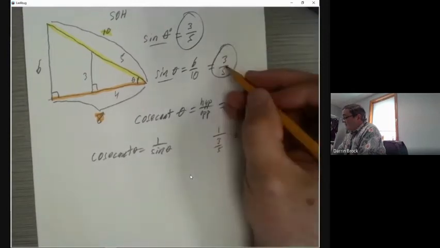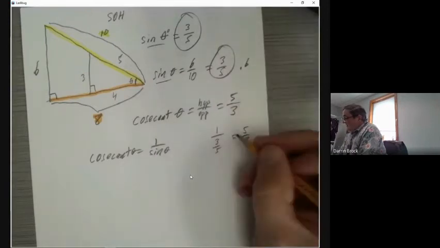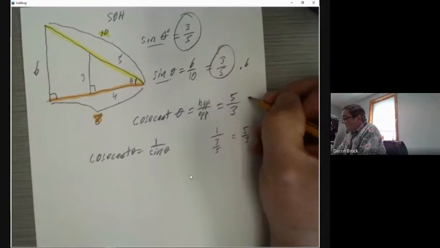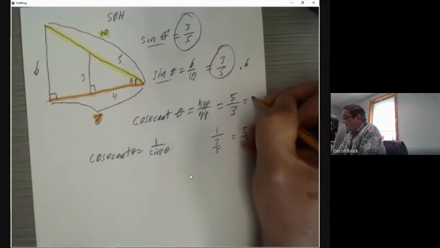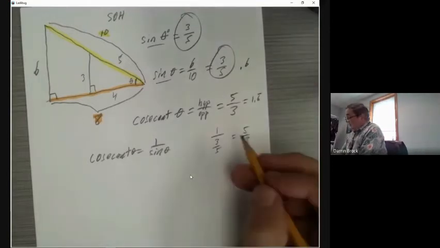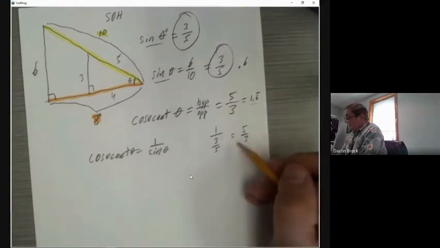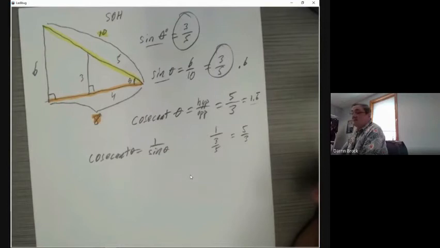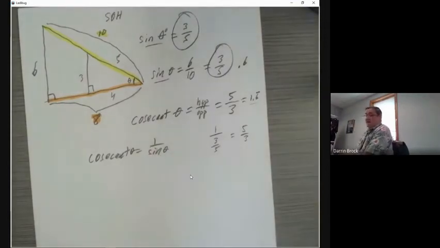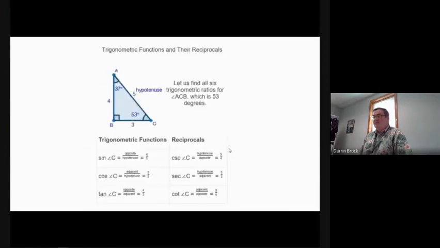If you take 3/5, which is 0.6, and you divide 1 by 0.6, you'll get 5/3, which as a decimal is 1.6 repeating. So 1 divided by 0.6 is 1.6. These are equivalent. 1 over the sine is the same as the cosecant of an angle. Okay, so that little piece of information can be useful. You want that in your notes as well.